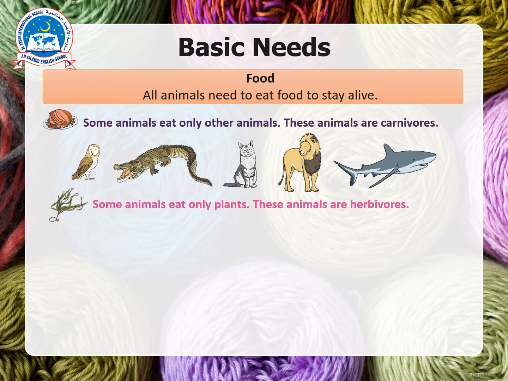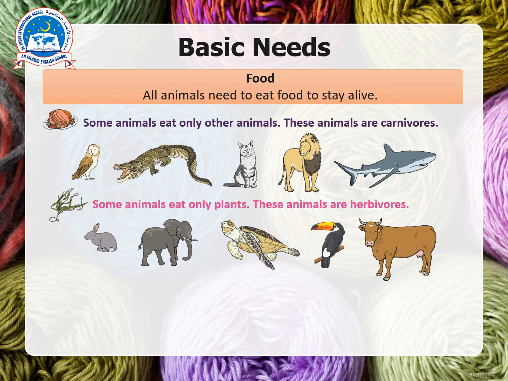Then some animals eat only plants. They are called herbivores. Can you think of those animals? Cows, buffaloes, rabbits, elephants, goats, sheep. These animals, they eat only plants.